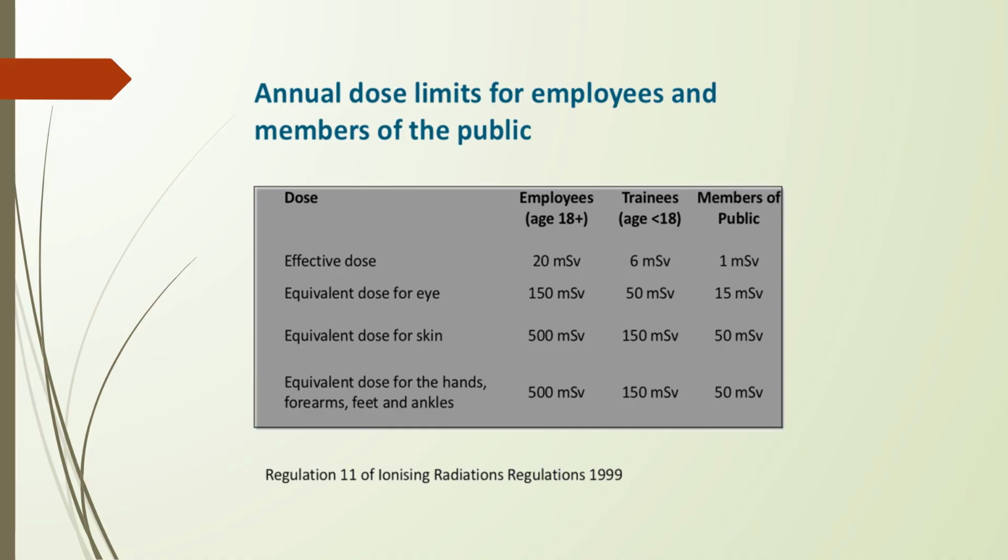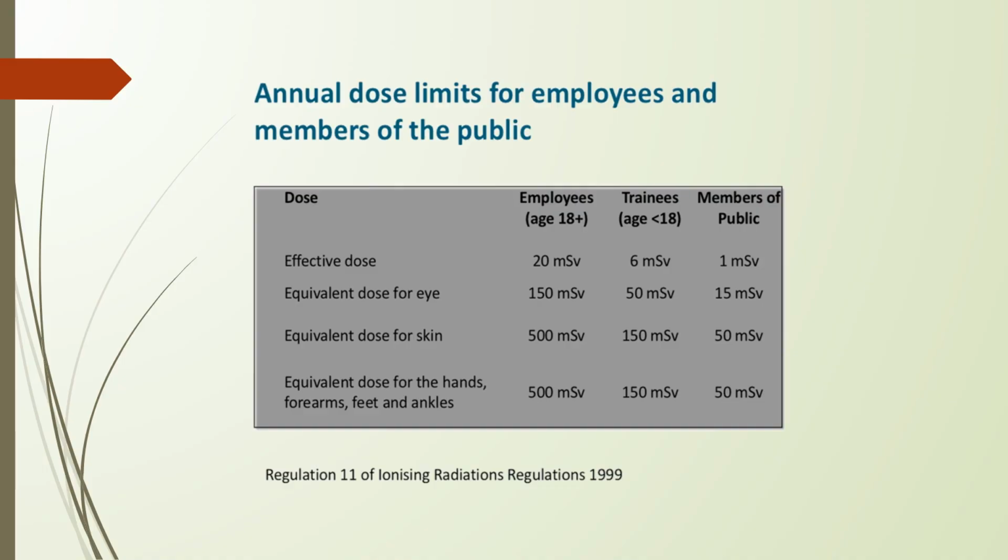Minimize radiological hazards. Safety standards emphasize restricting exposure, duration, and frequency. Under Regulation 11 of the Ionizing Radiations Regulations 1999, annual dose limits safeguard individuals based on age and role. Adult employees 18+, 20 millisieverts effective dose, 150 millisieverts for eyes, and 500 millisieverts for skin and extremities.